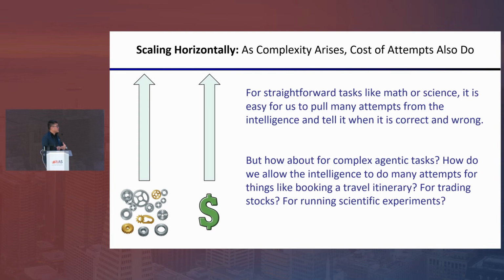So we have been observing very rapid progress in certain areas like computation, math, or some basic scientific knowledge. That's really because we have already collected so much data and built very reliable verification systems that allow us to pull many attempts from the intelligence and very efficiently verify the answers produced by the intelligence.